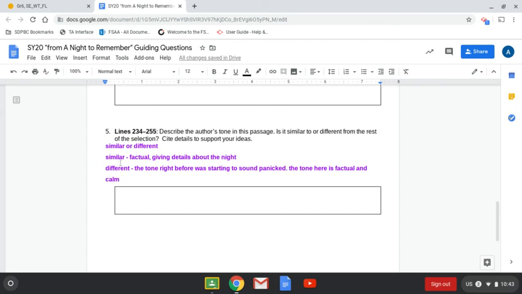Some people think it's similar because it's still just giving facts, and the entire story was a factual story. It was very objective, just giving us information from different people's perspectives and what happened that night, kind of piecing it all together. Others might think it's different. The tone right before was starting to sound panicked. The tone here is factual and calm. So, your choice here, you can decide whether it's similar or different. Put it into a complete sentence here.